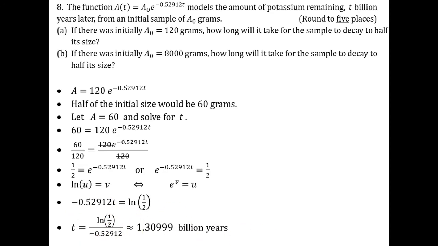And that's the same process you would take to solve it if there was initially 8,000 grams. You'd set A sub 0 to be 8,000, set it equal to, in this case, half, which would be 4,000, but then you would end up solving the same exact equation. So it gives us the same answer, so we don't even need to do part B.